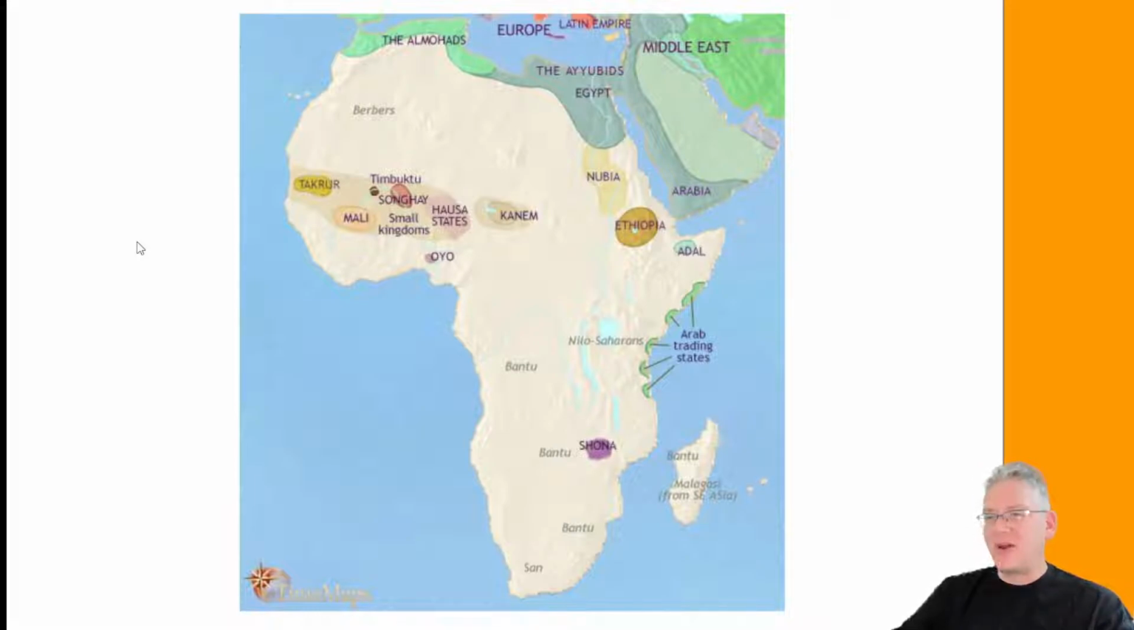I tried to find a map that had all these on it, and I was going to make my own, and it just got complicated. So this is the best one I could find at the time. Lots of other little ones around there as well.